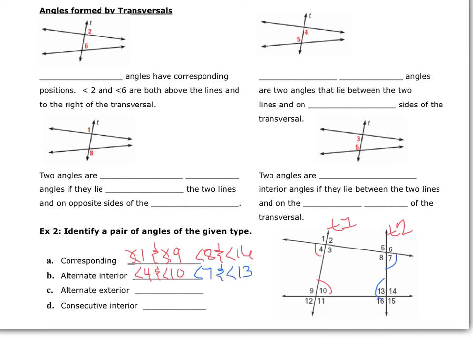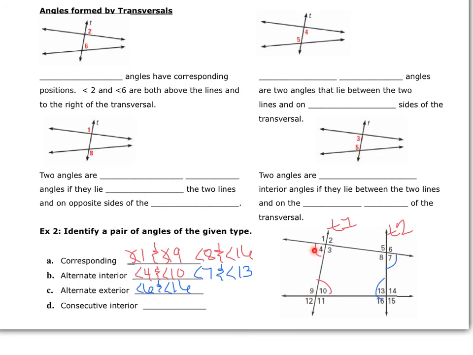Alternate exterior angles, this picture here, 1 and 8. Now you're on the outside of the lines. So we're looking up here at 1, 2, 5, 6, and down here at 12, 11, 16, 15. We're just going to pick one on the outside of the line. We'll pick 6. Now we have to go all the way outside and flip-flop the side of the transversal. So if we're at 6, that's going to travel all the way to 16. So 6 and 16.